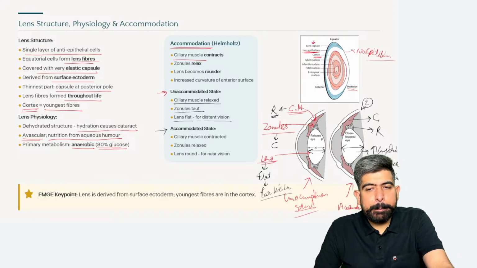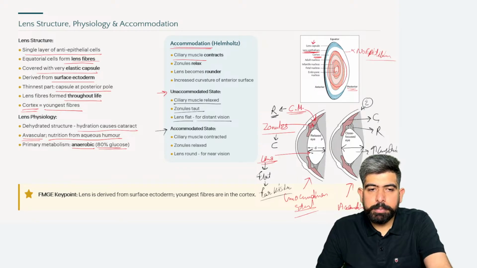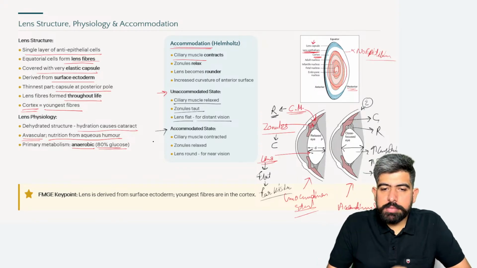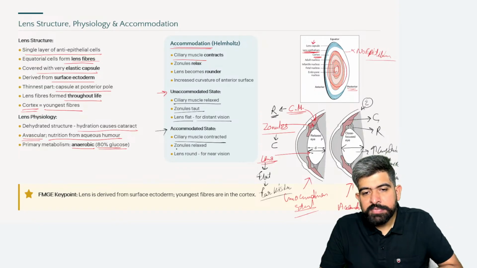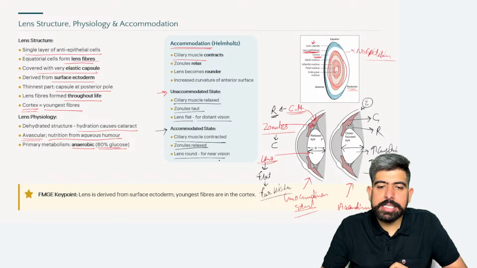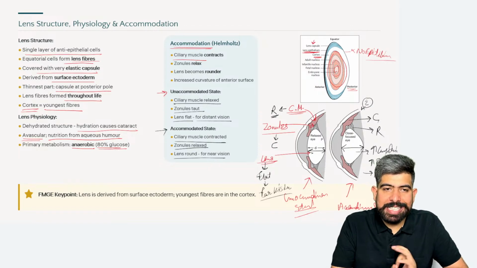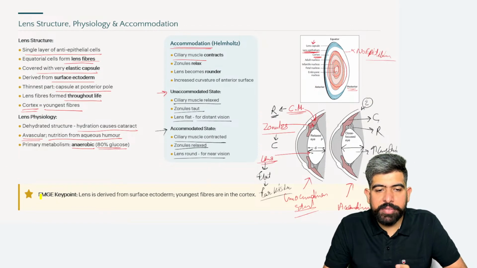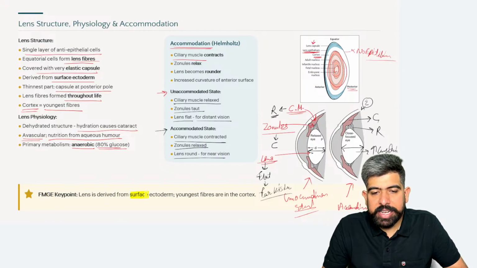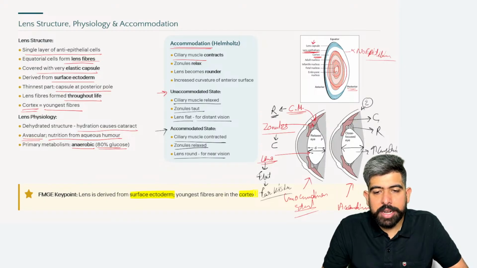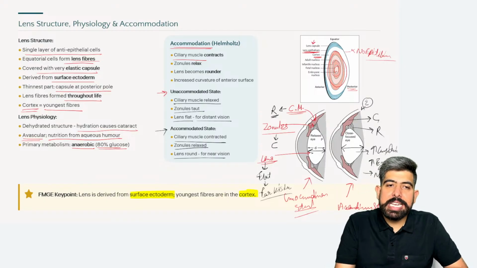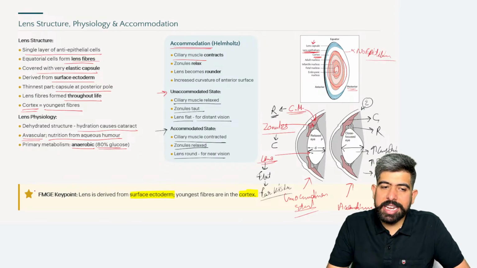Is it clear, guys? Perfect. Now, these are the steps for accommodation. The ciliary muscle will be contracting, the zonules will be relaxed and the lens will become round, increasing the curvature, for near vision. Now, just remember the FMG key point, as I mentioned in every slide, which is very important. The lens is derived from the surface ectoderm. And the youngest fibers in the lens are in the cortex. Please remember, the cortex has the youngest fibers.